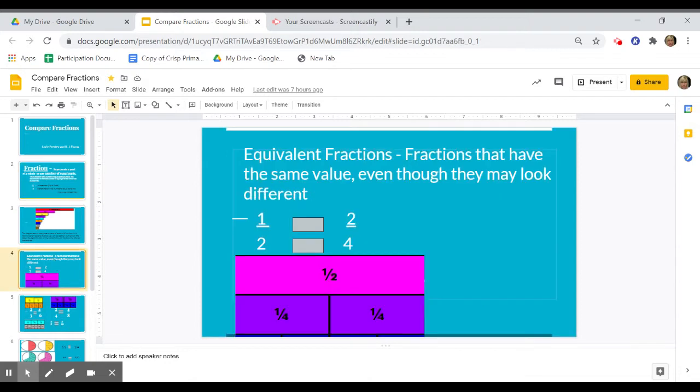Equivalent fractions are fractions that have the same value even though they may look different. 1/2 and 2/4 look different, but they're equivalent because we used our fraction bars. Here is the 1/2 fraction bar, and here is 1/4 and 1/4, which is 2/4, and they are the same amount, even though they look different.